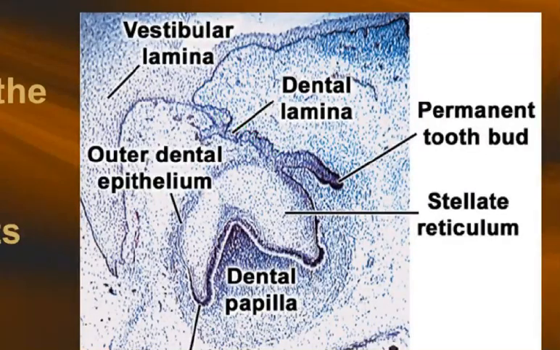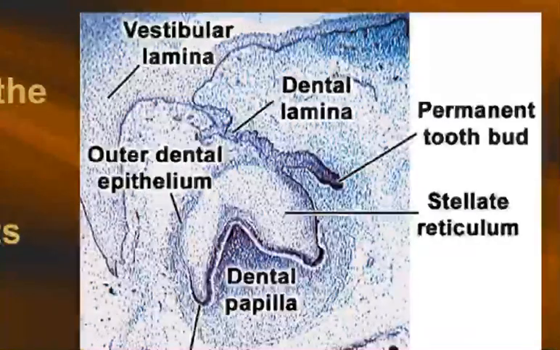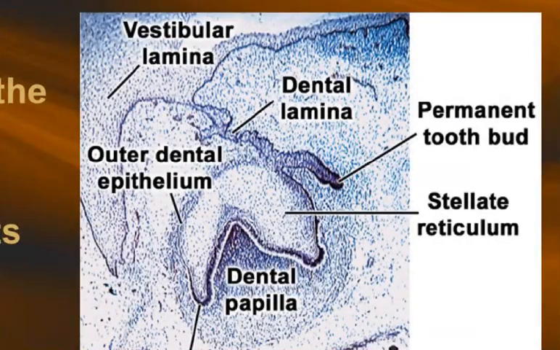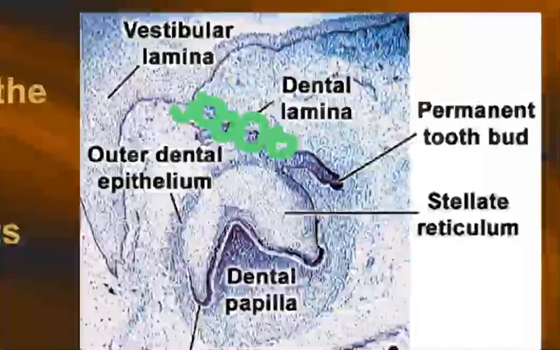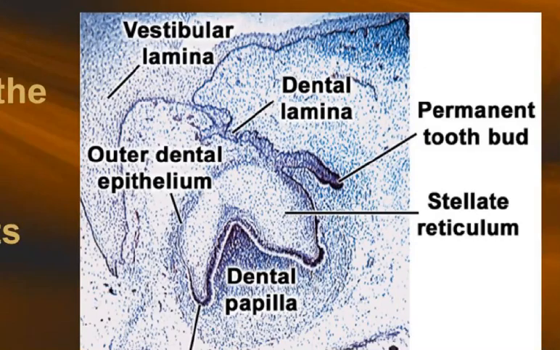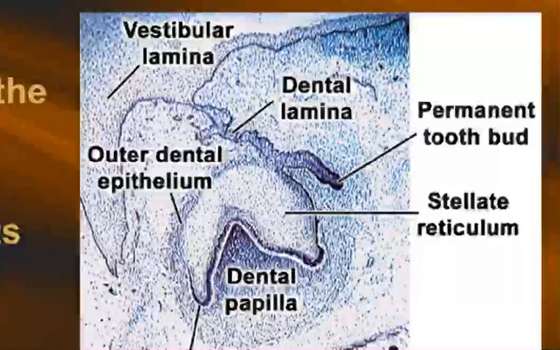We come back to the disintegration of the dental lamina. This is initiated at the beginning of the early bell stage. When it disintegrates, it leaves remnants of epithelial cells. These remnants are called epithelial cell rests of Serres. And these are dormant cells.